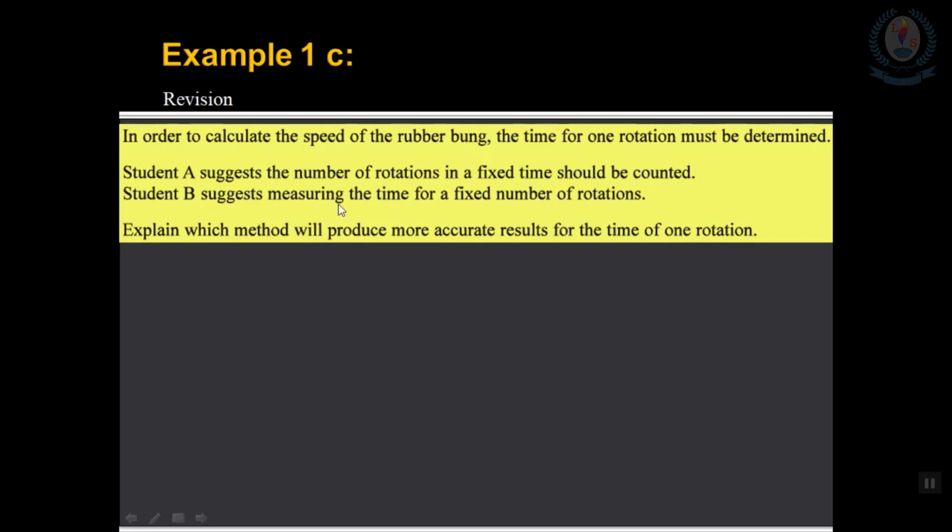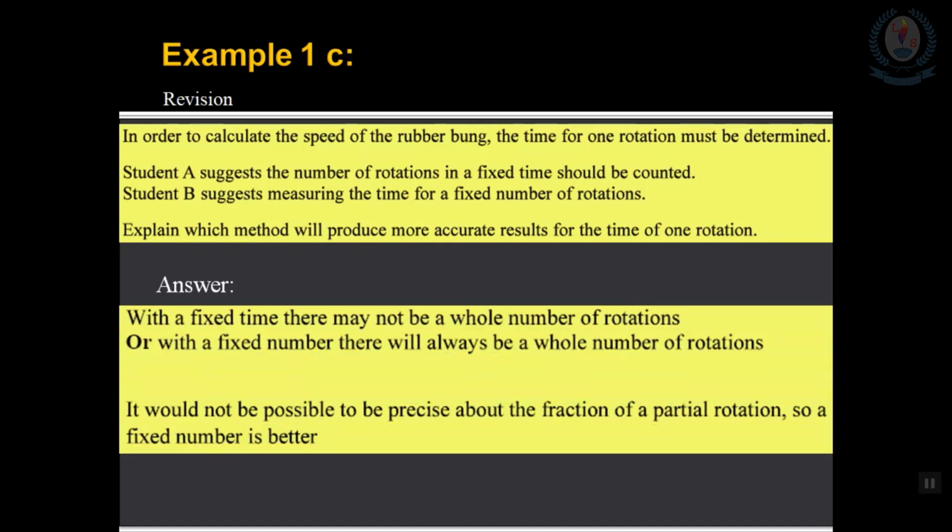Student B is saying measuring the time for a fixed number of rotations. That's what we generally do in physics experiments. We count 10 rotations, we measure the time, and we divide the time by 10. We get the time period. So now you know the answer. With a fixed time, there may not be a whole number of rotations, but with a fixed number, there will always be a whole number of rotations. So it would not be possible to be precise about the fraction of a partial rotation. So a fixed number is better.